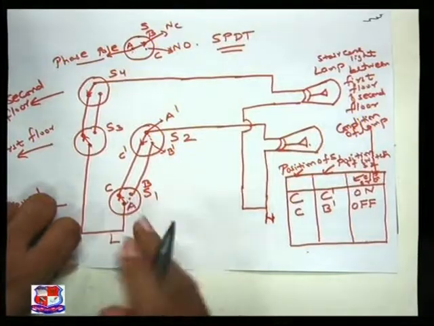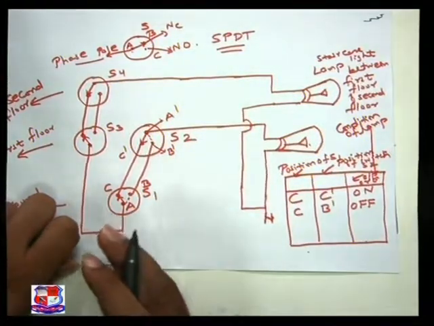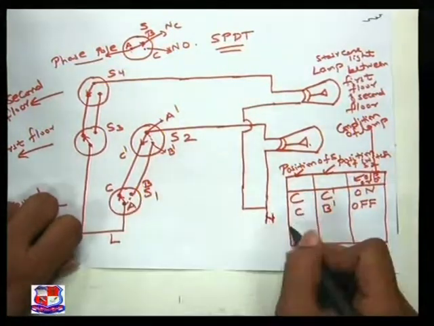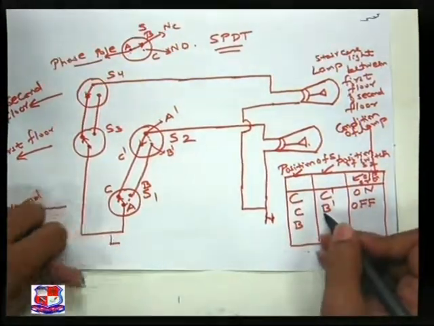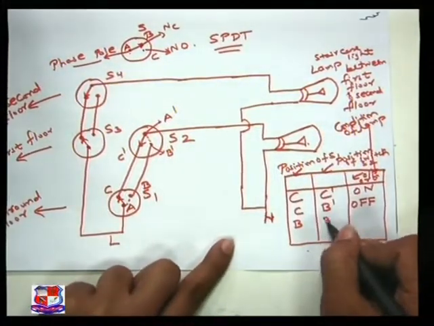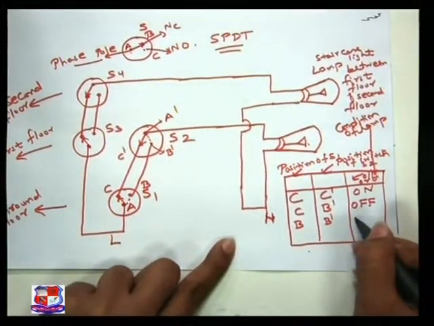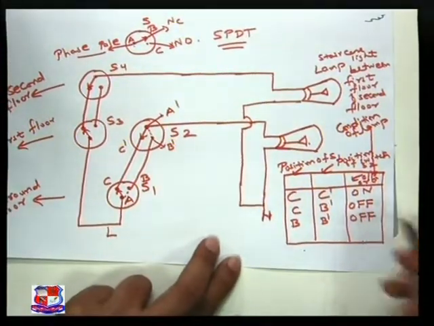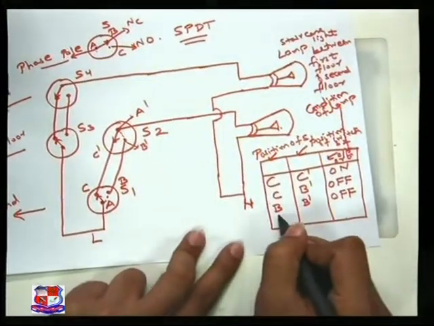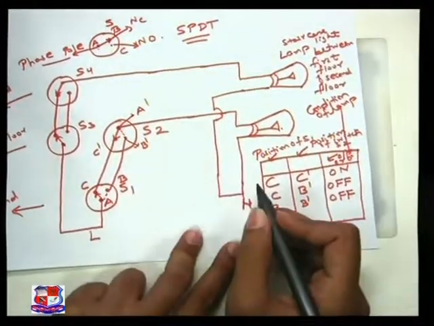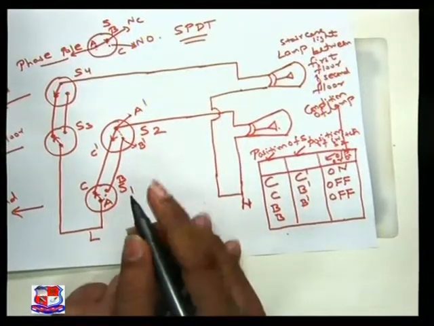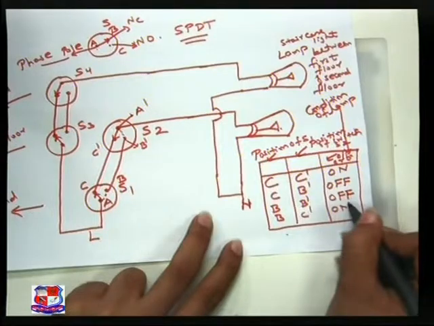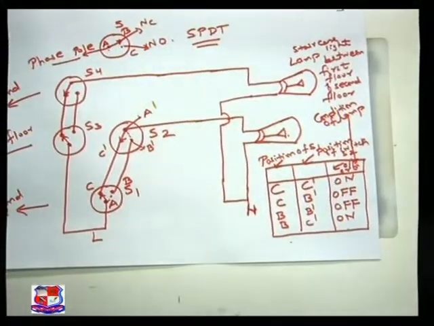Similarly, if I move the position of switch S1, where initially it was at C, if I change it to B, and switch S2 is at B dash, right, it will be off. If the switch S1 is at position B, right, and if I change the position of S2, where initially it was at B dash, if I change it to C dash, we'll get the bulb, or lamp, will be on, right.